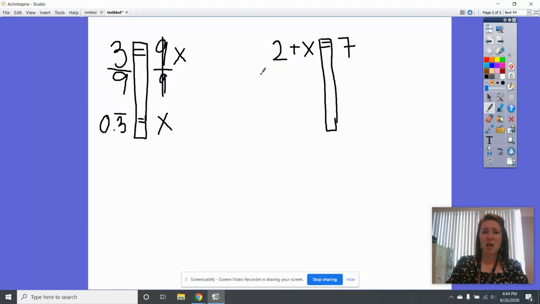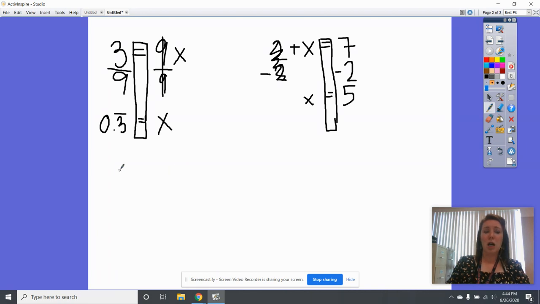So the opposite of a positive 2 is a minus 2 or negative 2. Minus and negative are pretty much the same thing. They're very similar. 2 minus 2 is 0, so that's gone. And the only thing left is x equals 5. Let's go ahead and try another one.